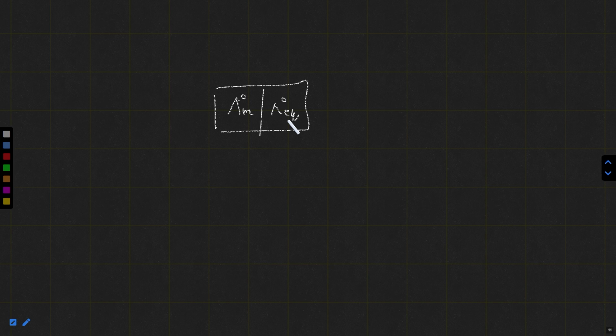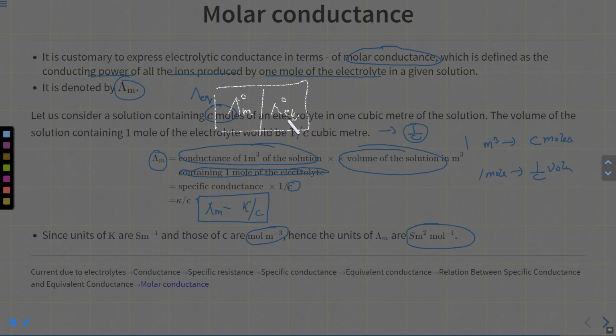So what is infinite dilution? It means we are dissolving our electrolyte in a large amount of solvent such that it approaches infinite dilution, or that volume is very large in comparison to the volume of electrolyte which we have added. In that case we call it infinite dilution. We will see this later on. It is basically due to the pure electrolyte, you can say. Okay, is this clear? Yes.